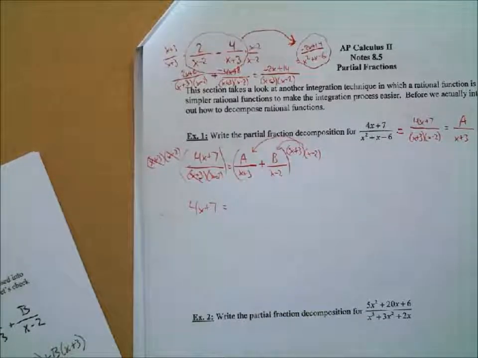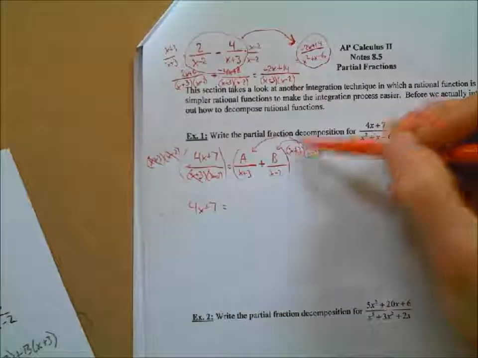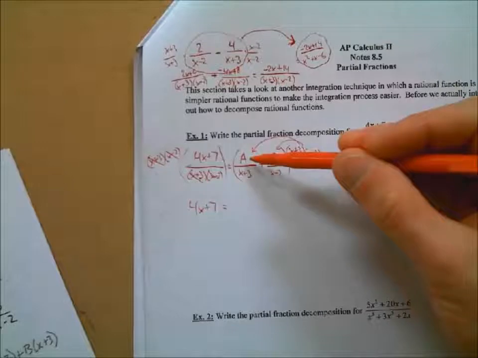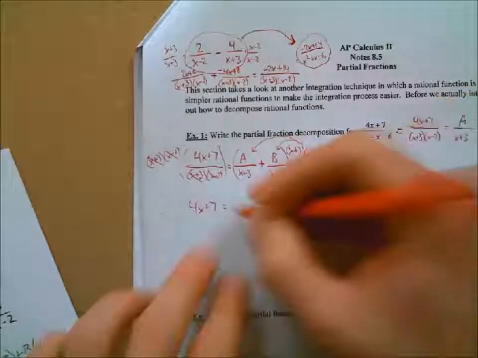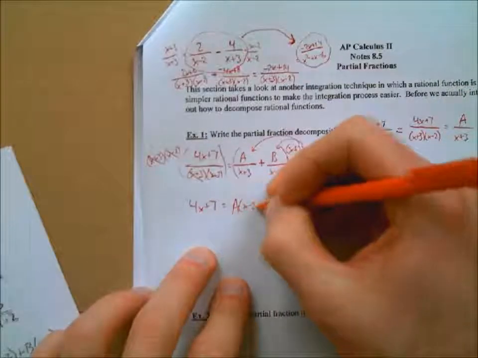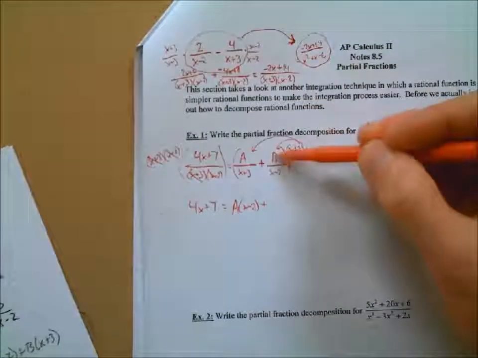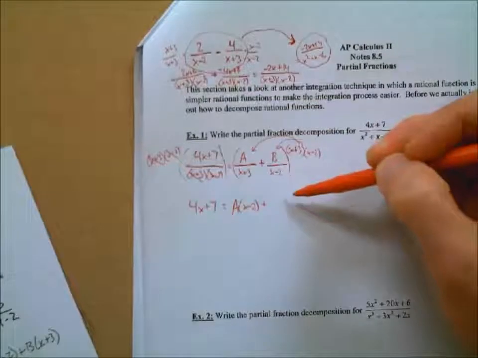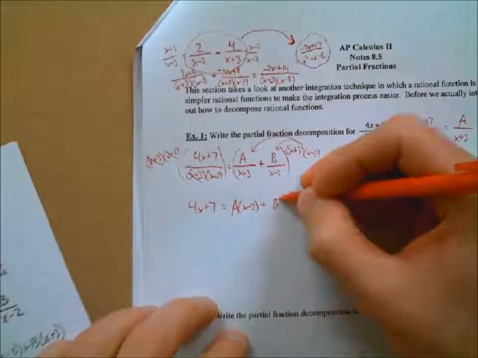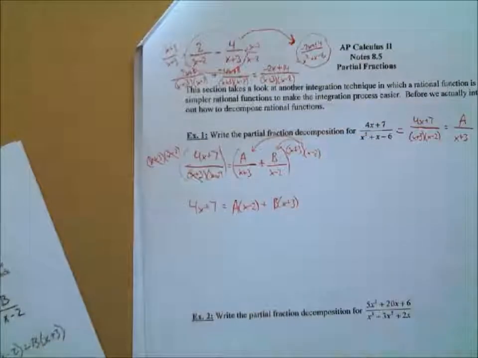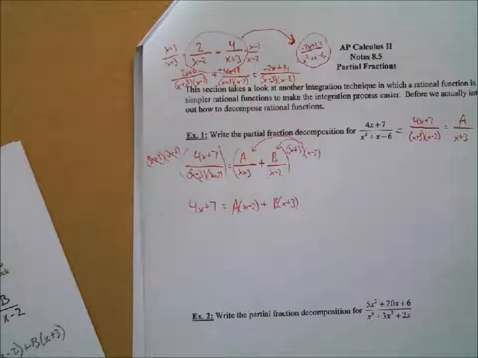When we distribute the x plus 3 times x minus 2 to the A fraction, what will cancel? The x plus 3's will cancel, so we'll have A times x minus 2. When we distribute x plus 3 times x minus 2 to the B fraction, what's going to cancel there? X minus 2, so we're going to have B times x plus 3. Okay? So now we have this relationship.